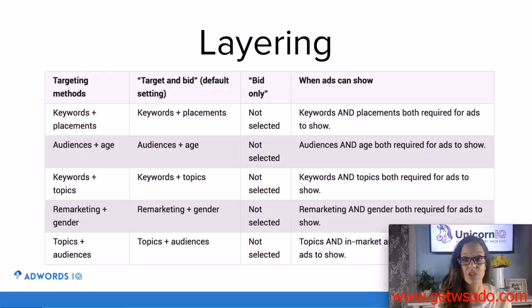This is very similar to Facebook's targeting options, if any of you have used them, where you can pick one option for targeting, like maybe interest targeting, and then you can add another layer to narrow your audience. So it's the same concept. Layering is something that I definitely encourage you to use whenever you're trying to narrow that target audience down a little bit more.